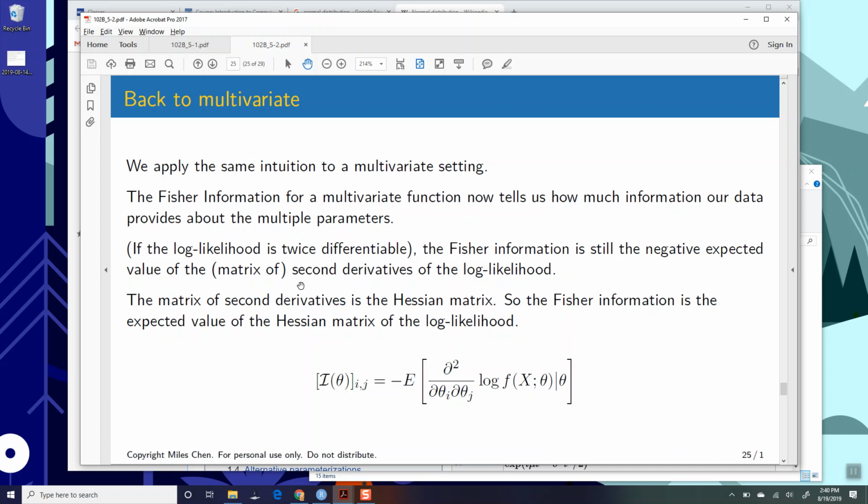And so we've got the matrix of second derivatives, and that's our Hessian matrix. And the Fisher information is the expected value of the Hessian matrix of the log likelihood. It's a little bit messy.